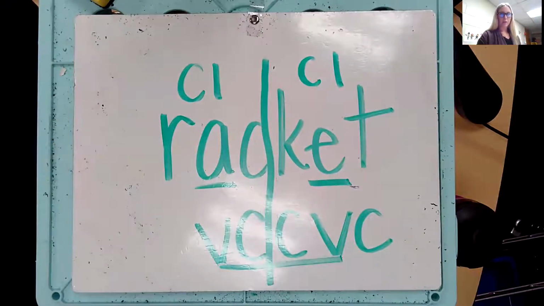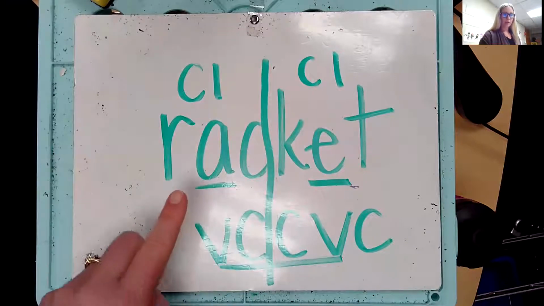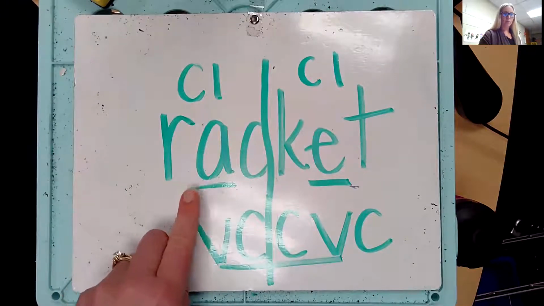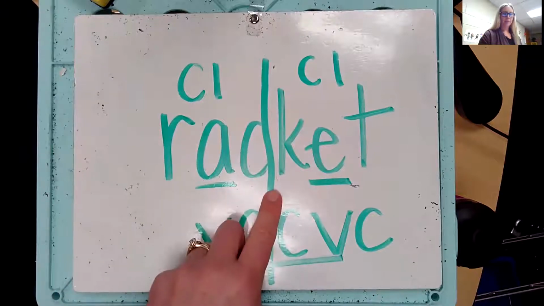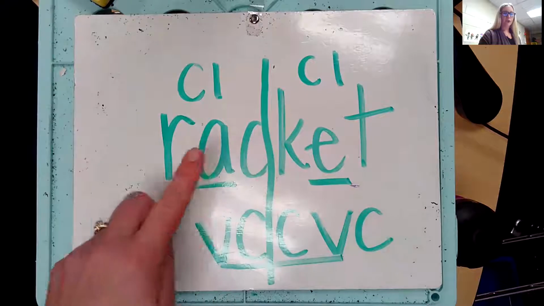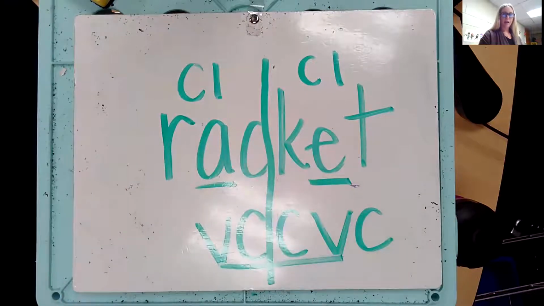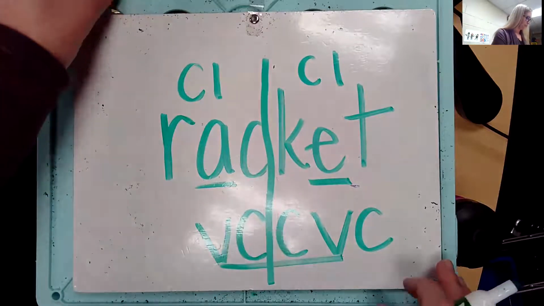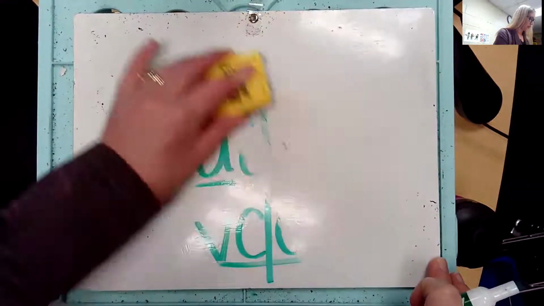All right, did you break the code at home? Were you a code breaker? Let's try to read the word. Rack, rack, et, ket, rack, ket. Say it fast, racket. Awesome, how'd you do on that word? Oh, I bet you did great. All right, erase your boards.